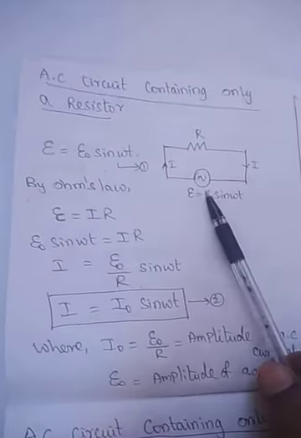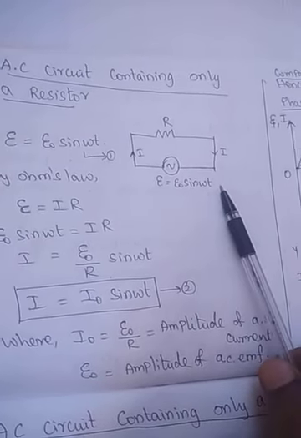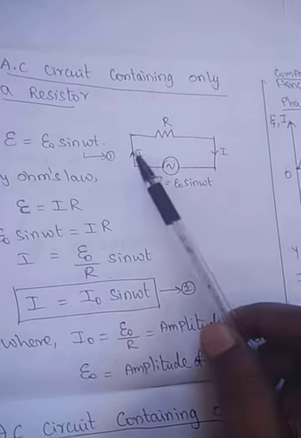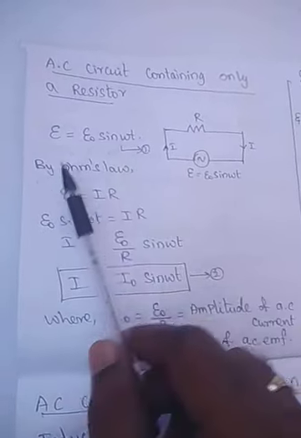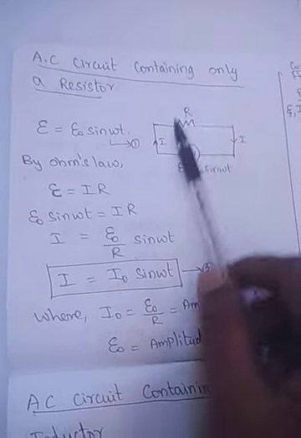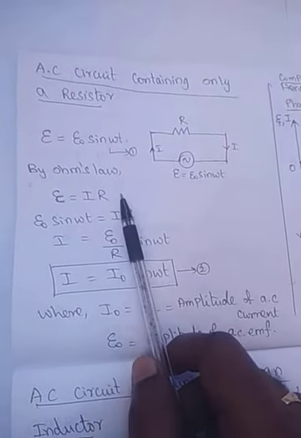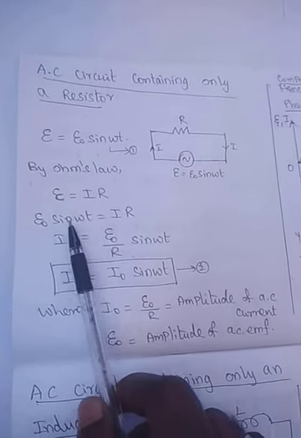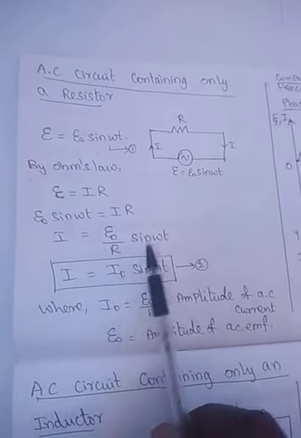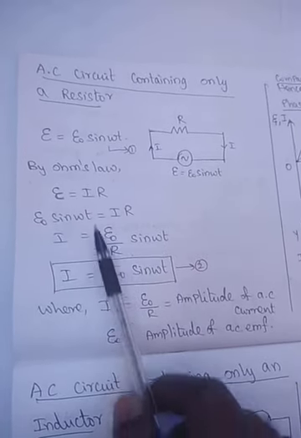What will happen when the EMF E equal to E naught sin omega t is applied? The current I will flow. So E is equal to E naught sin omega t. By Ohm's law, when the current flows through this resistor, E is equal to IR. So I is equal to E by R, and that E is E naught sin omega t, so E naught by R sin omega t.